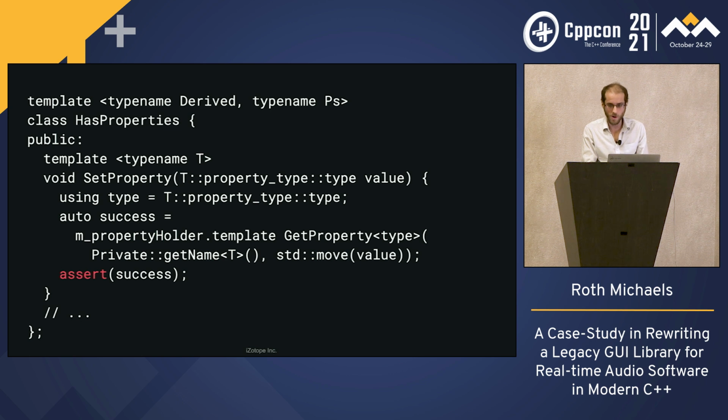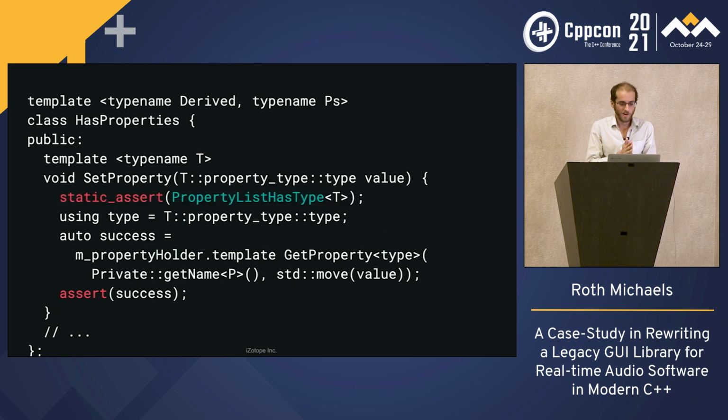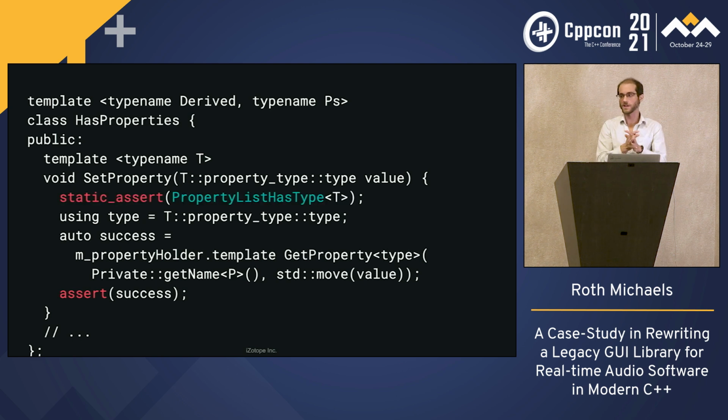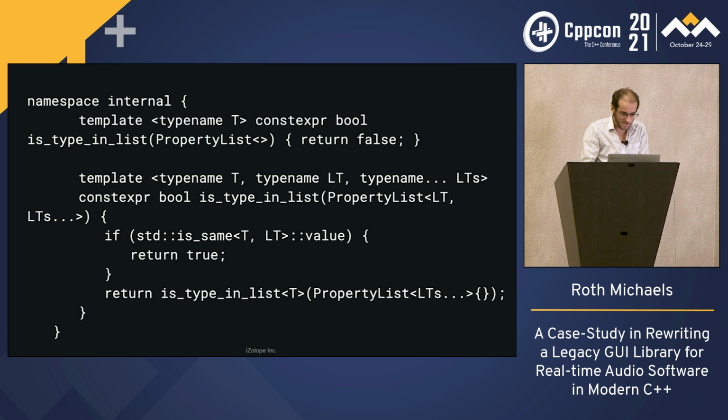But there's one other thing we might want here, which is to know whether the property list actually has that type. For example, you might have a button with a bunch of properties and a slider with a bunch of properties, and you might have a sensitivity value on the slider that doesn't make any sense on the button. As written here, you could pass that in, and that's when the success would fail because the button doesn't have a sensitivity parameter. So we can put a static assert there to block it at compile time, and we're going to want some way to say, okay, does this property list have this type? And that looks something like this.